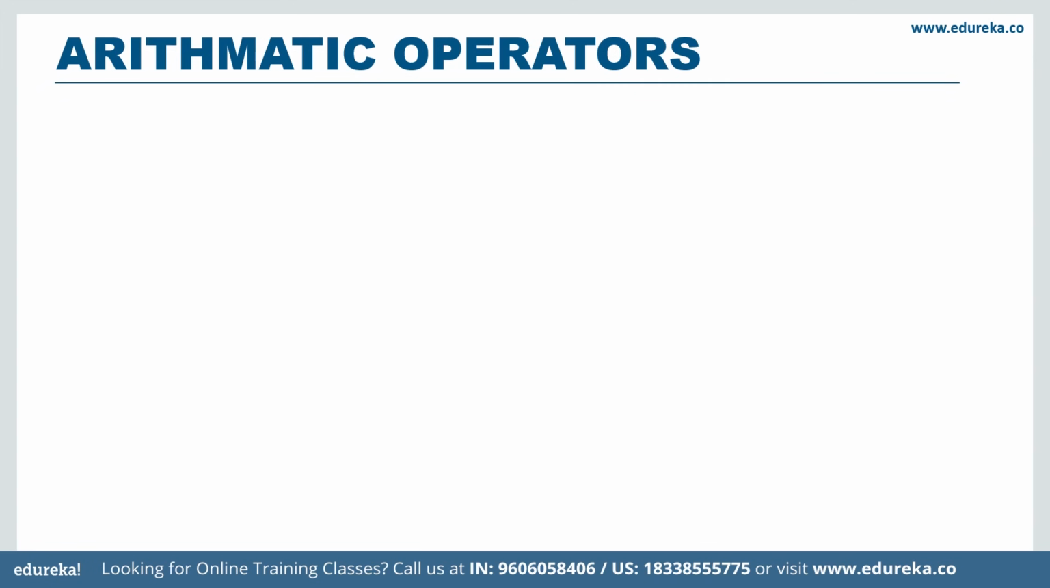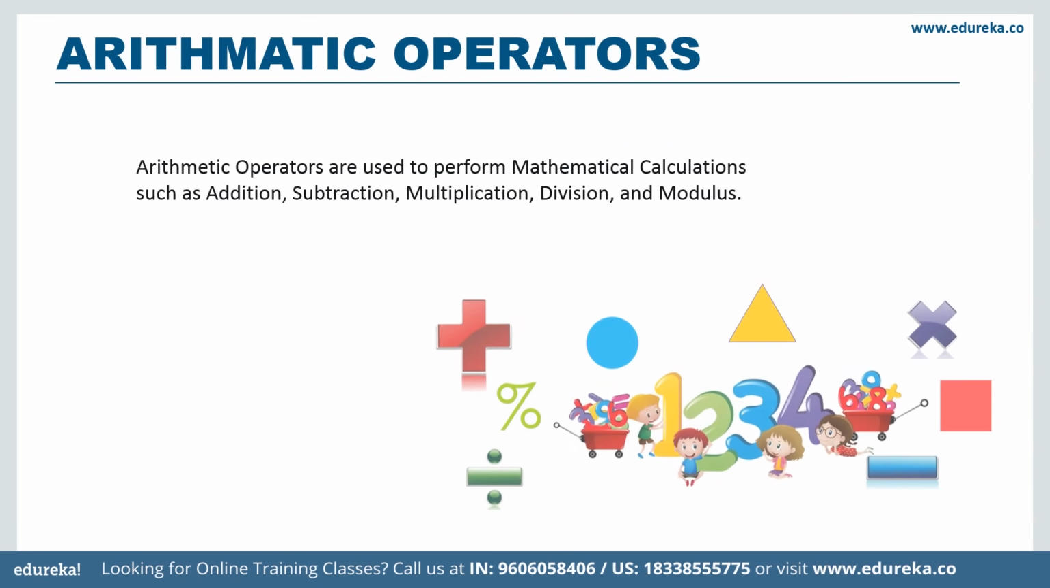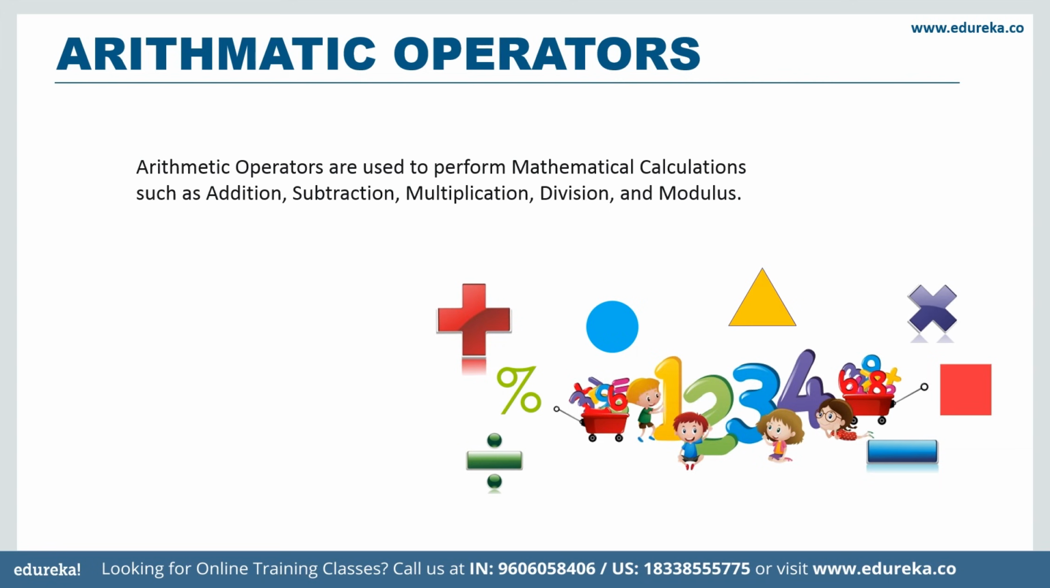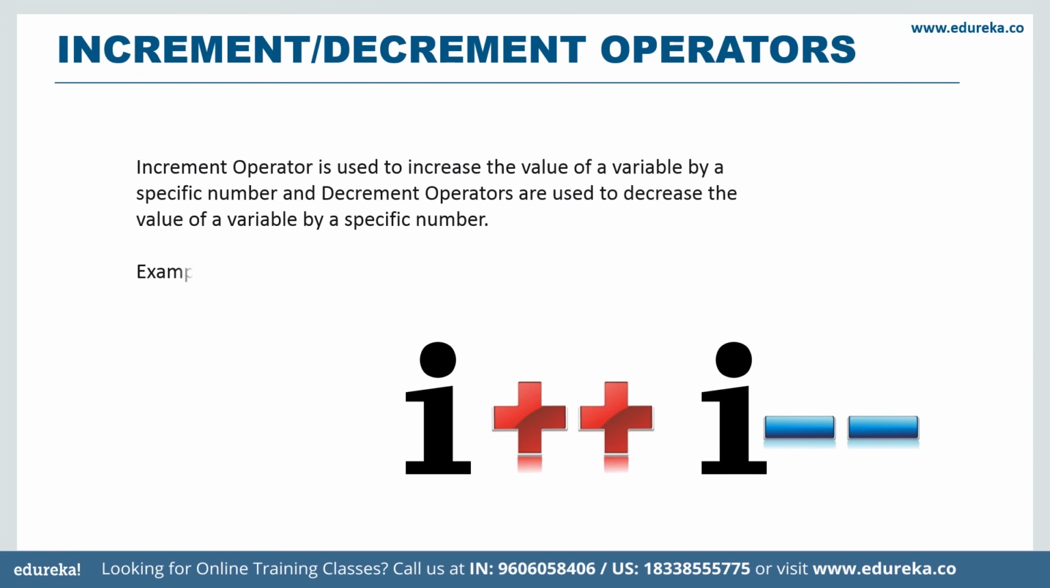Firstly, let us understand about the arithmetic operators in C++. Arithmetic operators are used to perform mathematical calculations such as addition, subtraction, multiplication, division, and modulus. Followed by that, we have the increment or decrement operators. The increment operator is used to increase the value of a variable by a specific number, and similarly, the decrement operator is used to decrease the value of a variable by a specific number.